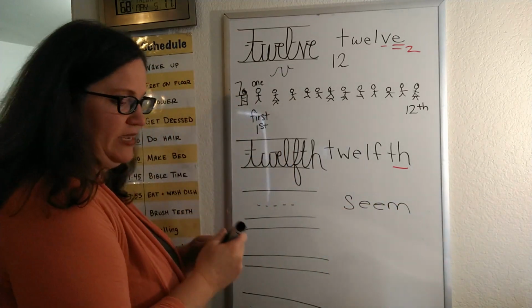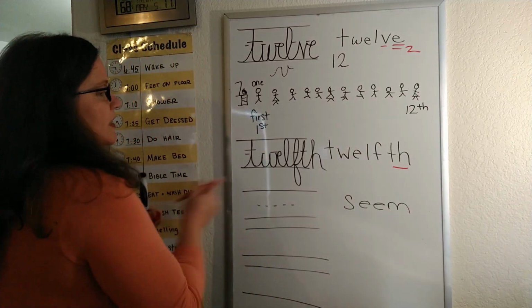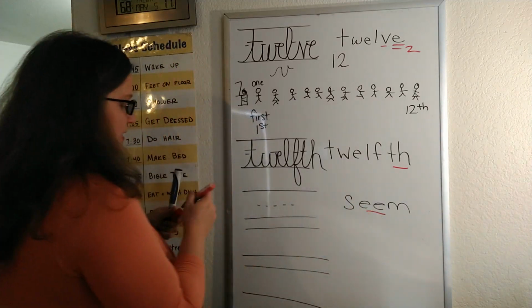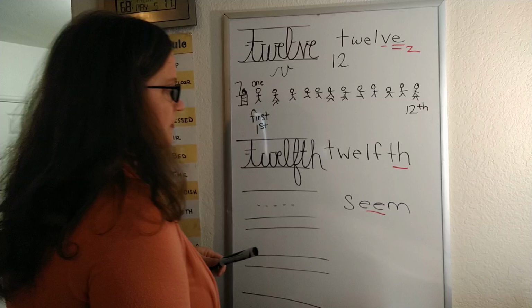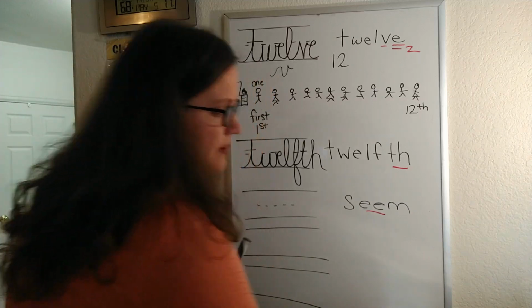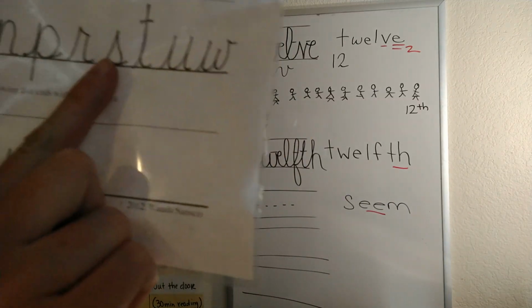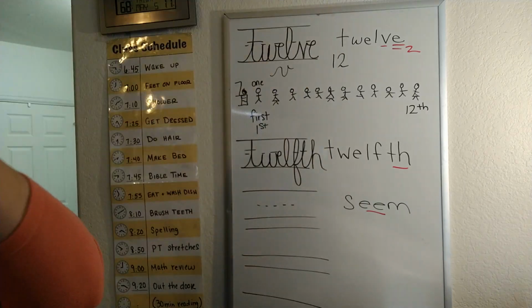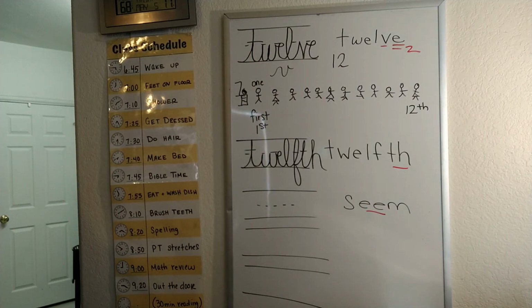S-E-M. What are the red markings? Underline E-double-E. Always says E. Really? Remember our cursive S? I'm going to show it to you before I write it so you can get a reminder of it. See the cursive S here? There, so you can use it.